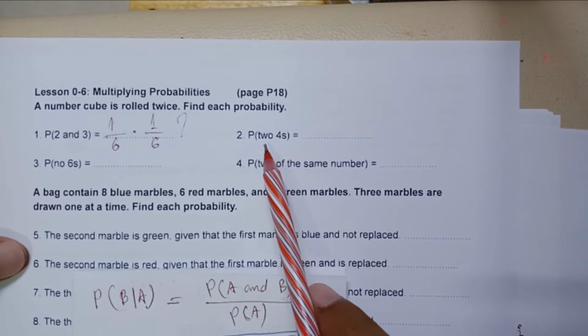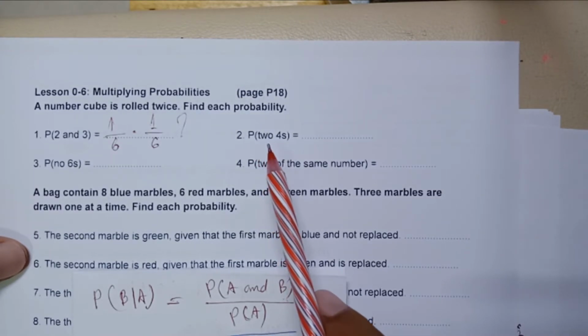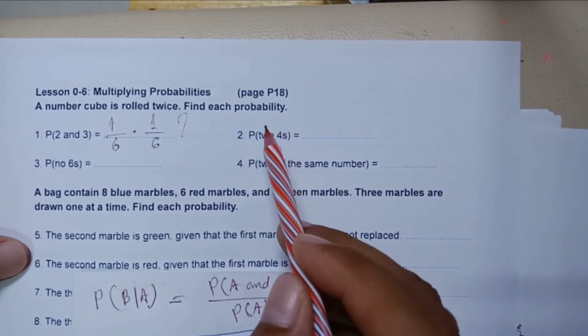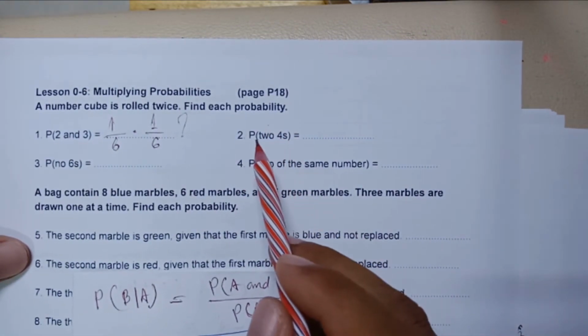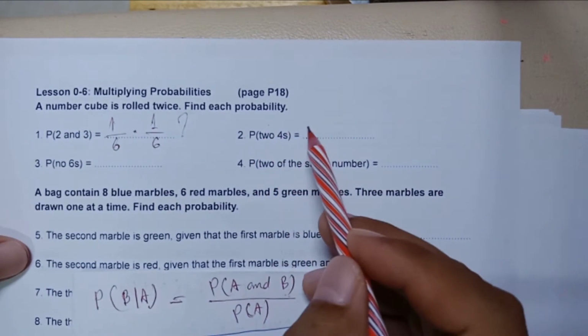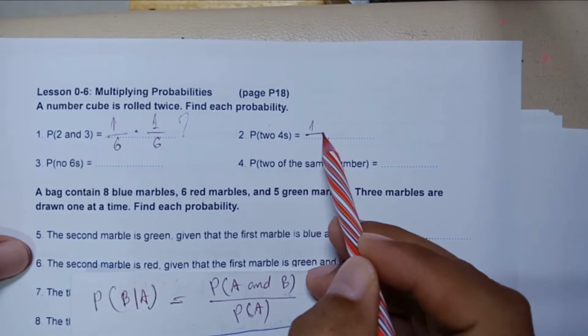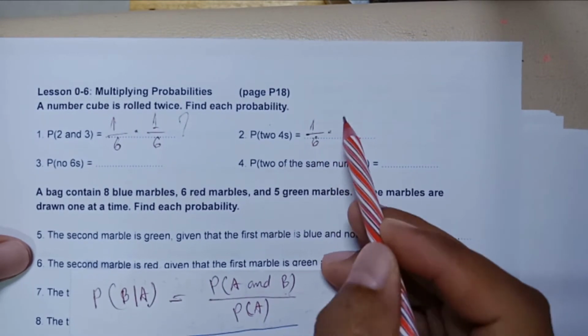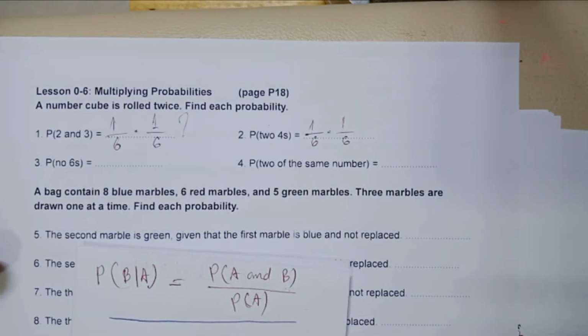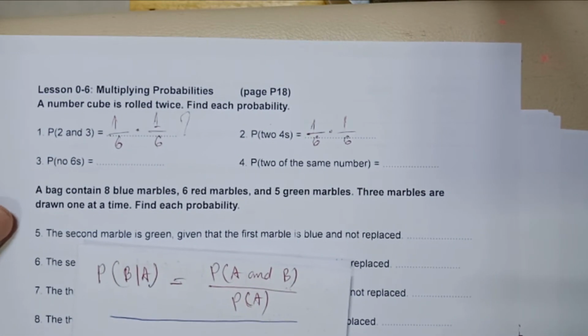Now number 2, you roll twice, you get 4 and 4, which means you roll the first, you get 4, and again 4. It's the probability of getting 4 and 4. So you still have 1 over 6 multiplied by 1 over 6. So it gives you 1 over 36.